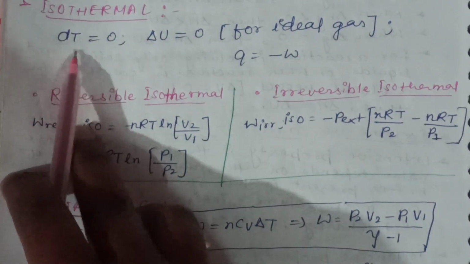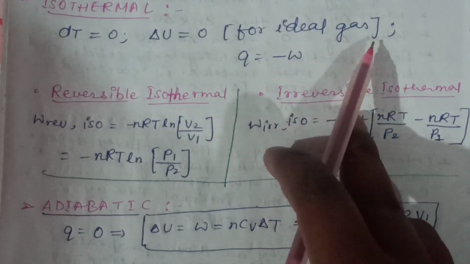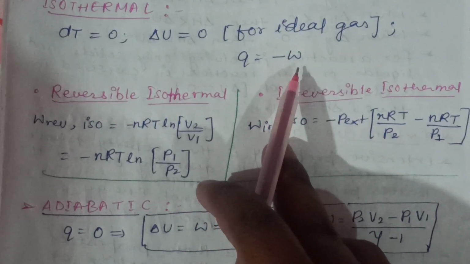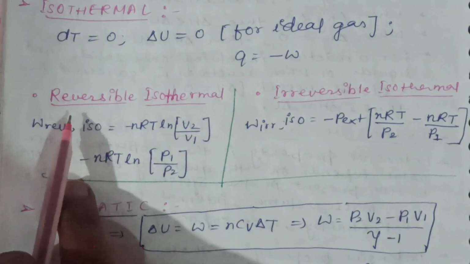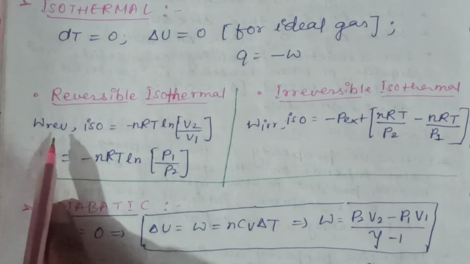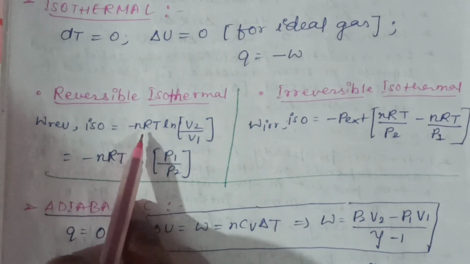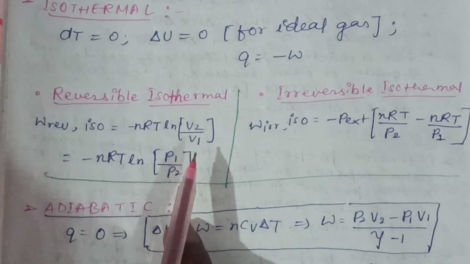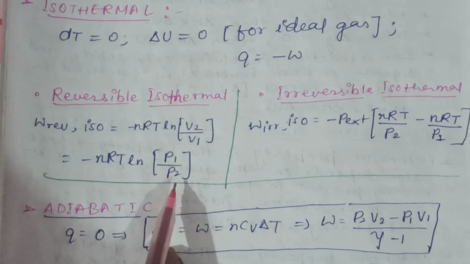Now isothermal: del T is equal to 0, del U is equal to 0. For ideal gas, Q is equal to negative W. Here W is work done. Reversible isothermal, irreversible isothermal: W reversible isothermal is equal to minus nRT ln V2 upon V1, is equal to minus nRT ln P1 upon P2.